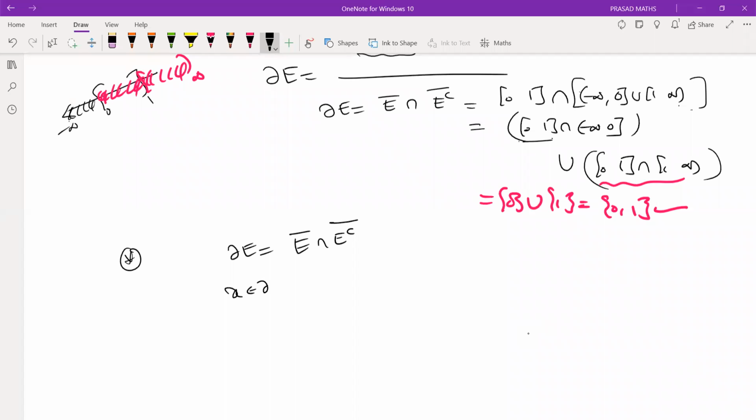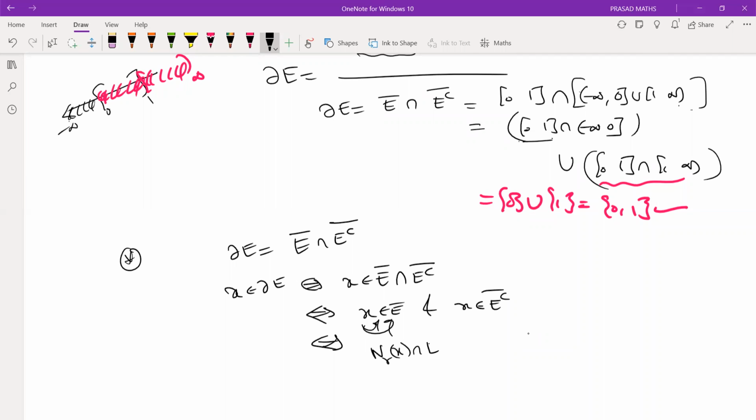Any point you take that is a boundary point should be in the closure as well as in the closure of the complement. That is, it should be in the closure of E as well as the closure of the complement. X is in the closure means, according to topology, though you don't know topology right now, you need to remember this point: any neighborhood of that X should intersect E as well as the complement.